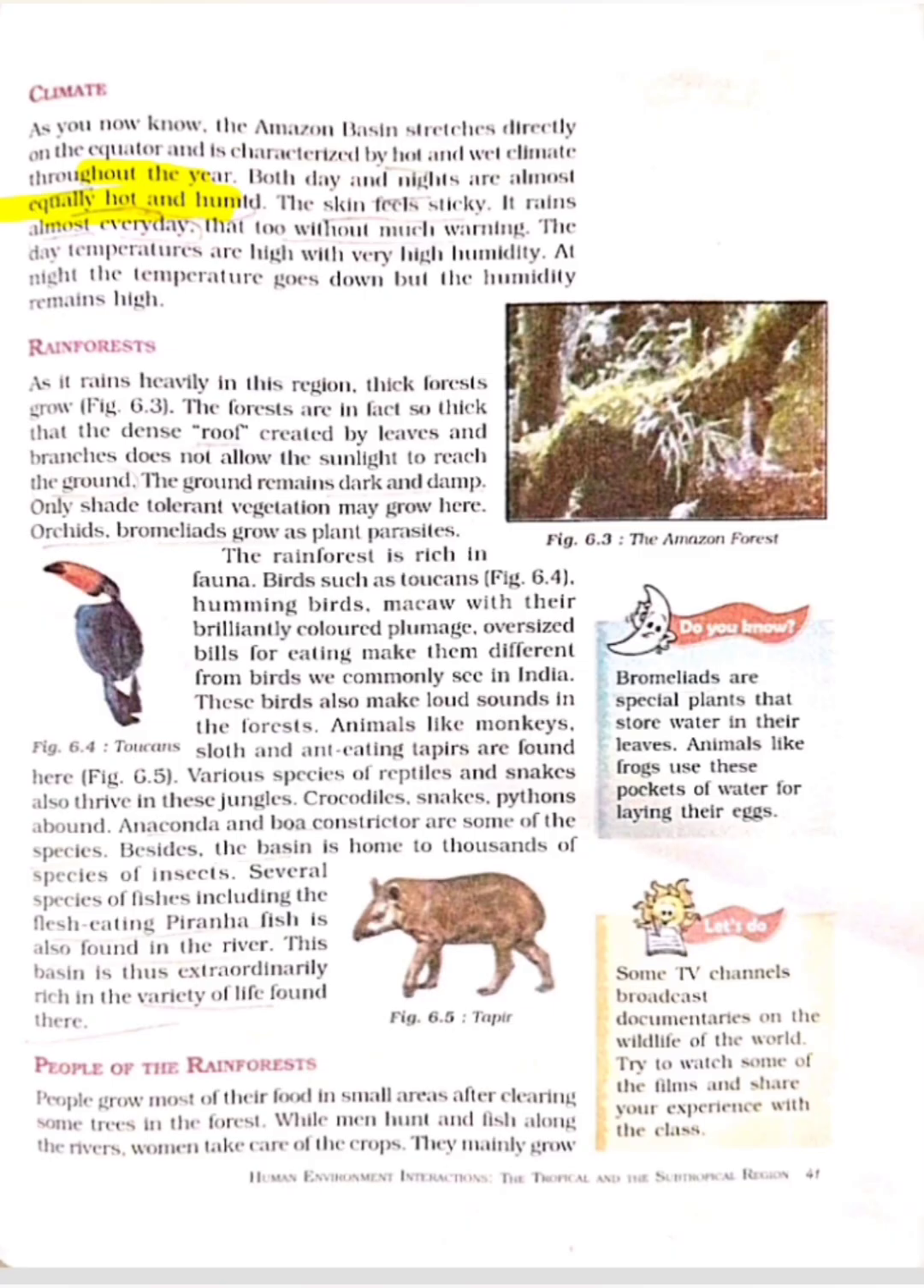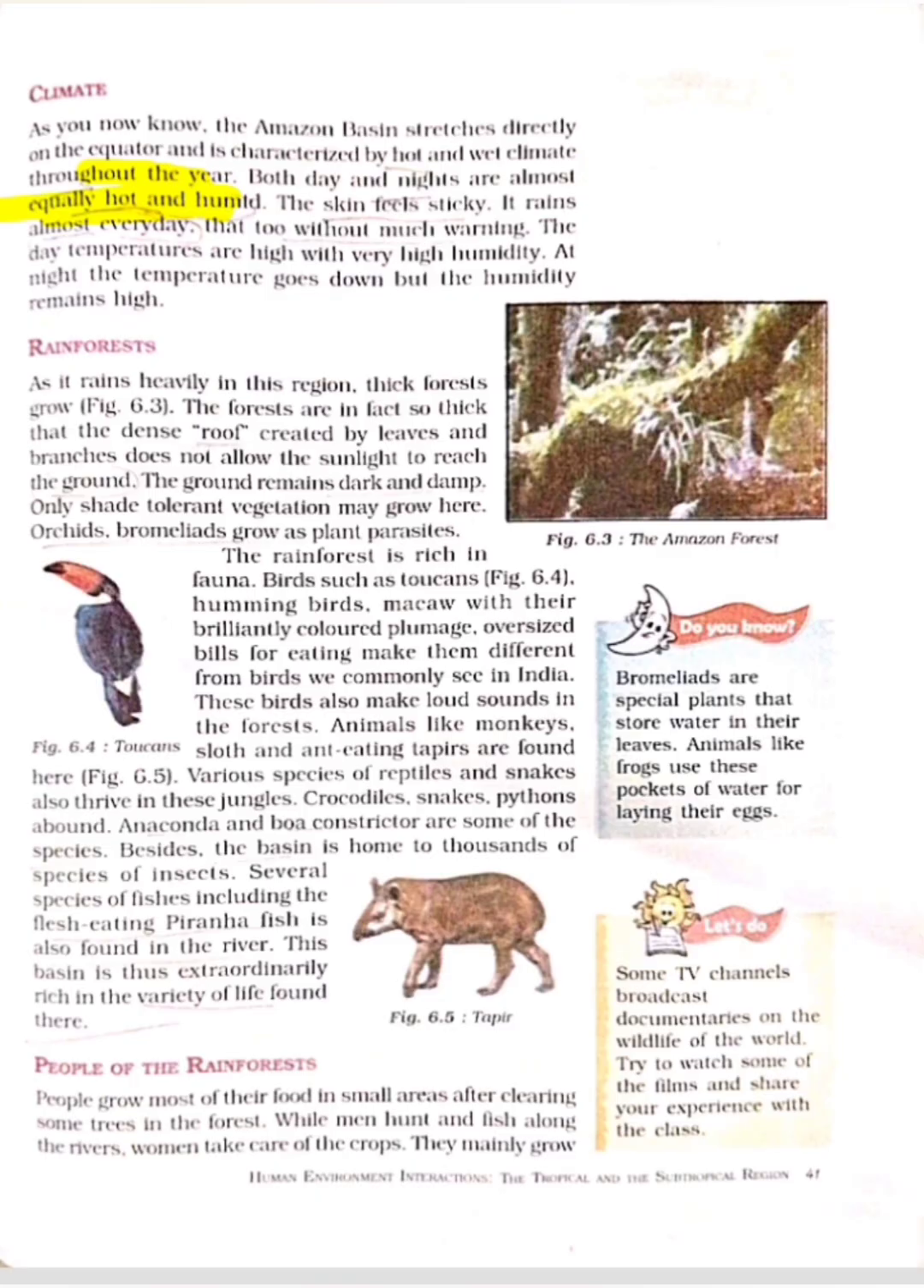We go further to the rainforest. The Amazon is the largest forest, and now we will learn what the forest in the rainforest is like. As it rains heavily in this region, thick forests grow. The forests are in fact so thick that the dense roof created by the leaves and branches does not allow sunlight to reach the ground. The ground remains dark and damp.